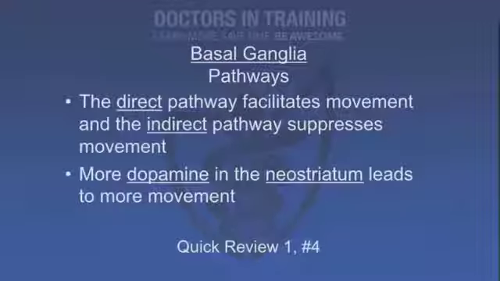Next question. In the basal ganglia, which pathways facilitate movement and which pathways suppress movement? How does dopamine affect movement? Well, the direct pathway facilitates movement and the indirect pathway suppresses movement. And then more dopamine in the neostriatum leads to more movement. So remember, direct pathway facilitates, indirect suppresses, dopamine in the neostriatum leads to more movement.